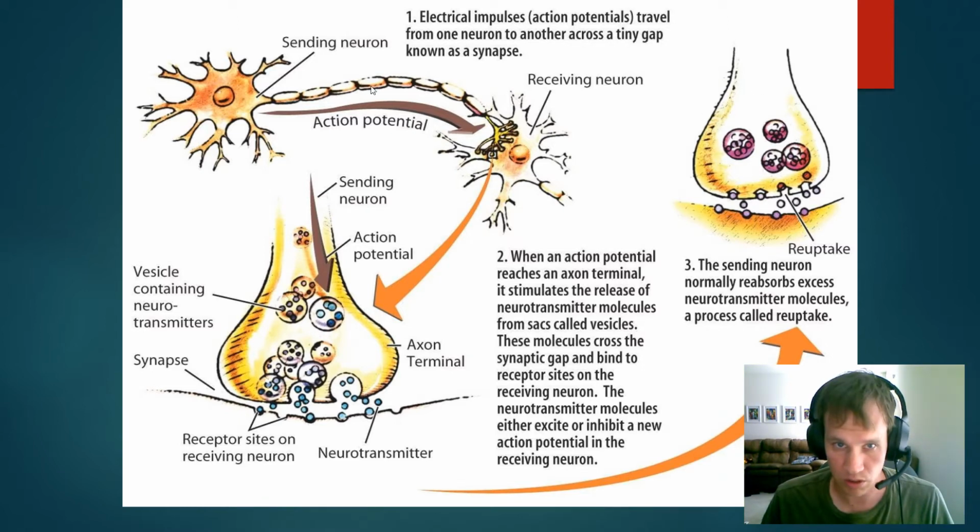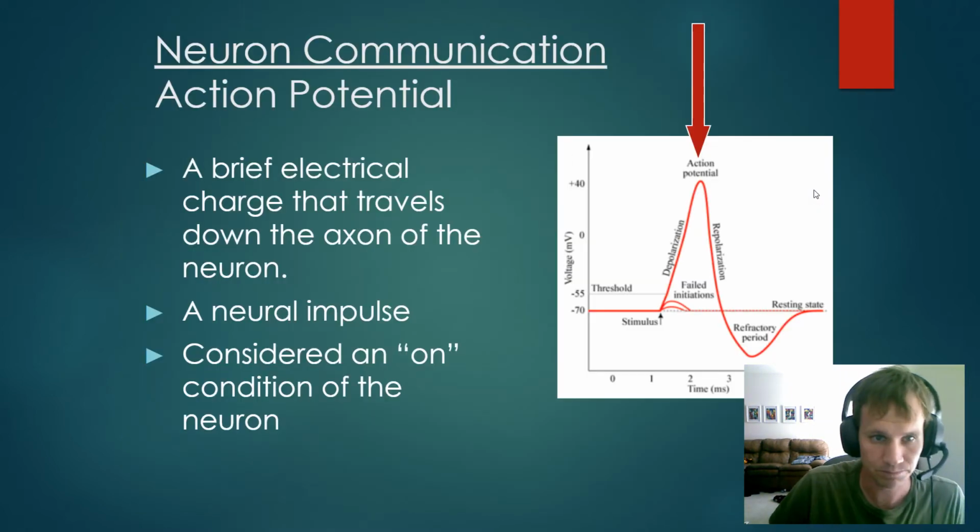When the action potential comes down, it sends a flood of those neurotransmitters down to the receptor sites. Once all those receptor sites have been filled, all these excess neurotransmitters that aren't really needed are then absorbed back into the terminal branch through a process called reuptake.